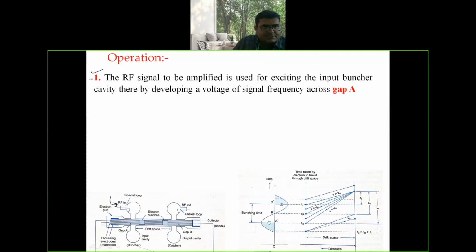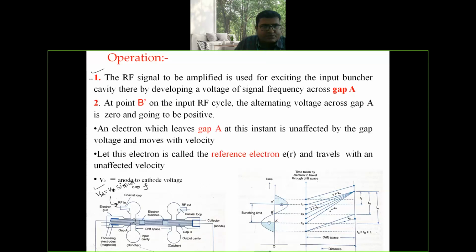Here, assume the applied signal is Vs, let it be Vin equal to V1 sine omega t. Here omega is associated with frequency. This particular applied signal to be amplified excites oscillations in the buncher cavity and develops the voltage. And the developed voltage is called RF voltage.